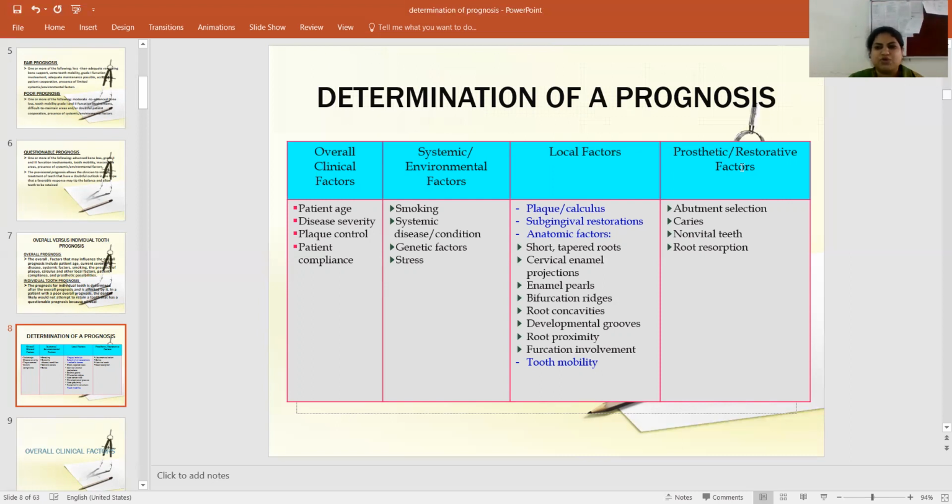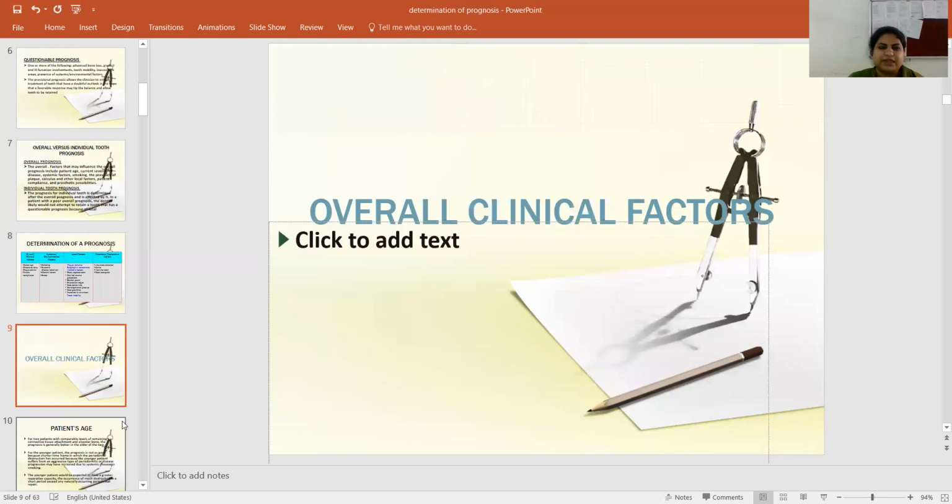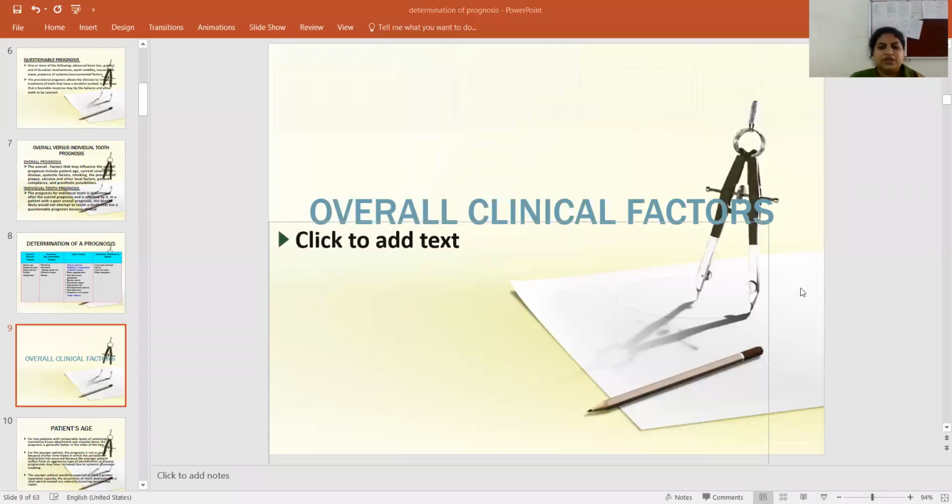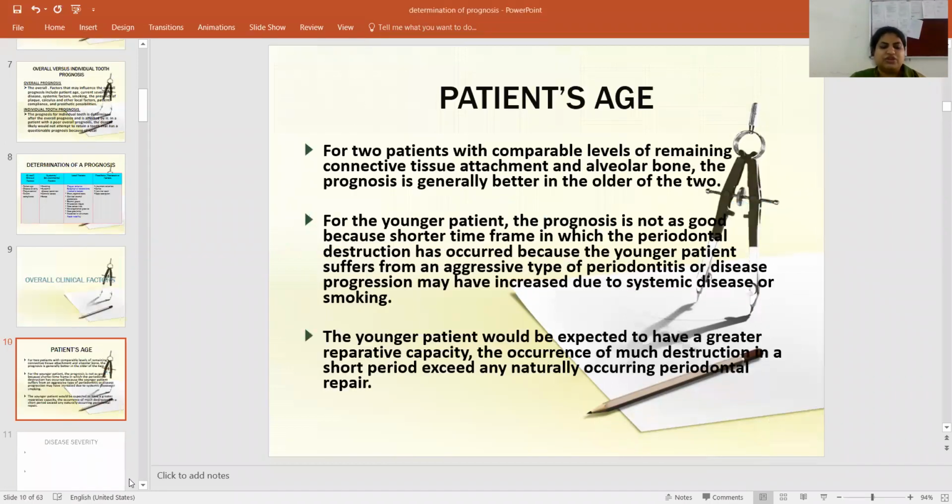And the fourth one is prosthetic and restorative factors, which include the selection of abutment tooth, caries, presence of non-vital tooth, and root resorption. So these are basically the four factors on which we can determine the prognosis: overall clinical factors, systemic and environmental factors, local factors, and prosthetic and restorative factors. Now we are going to describe in detail how you can determine the prognosis.